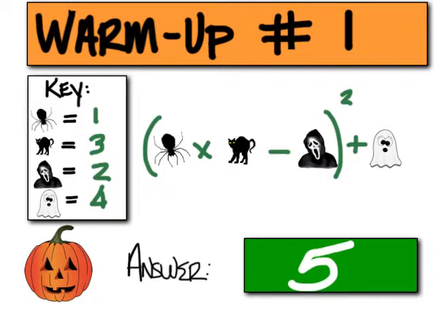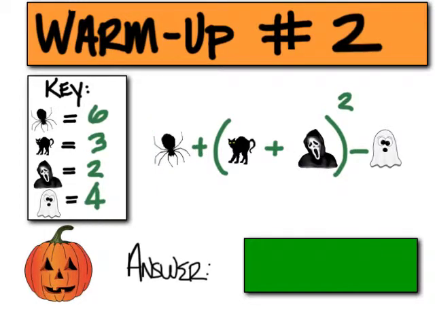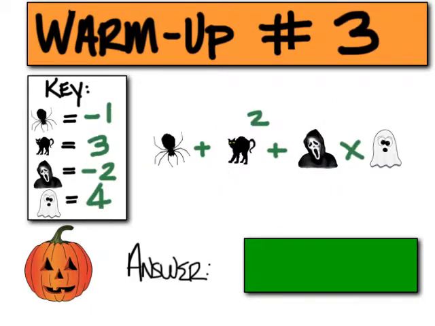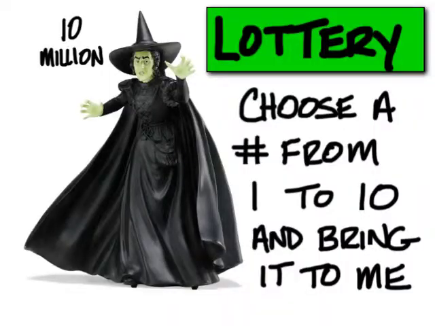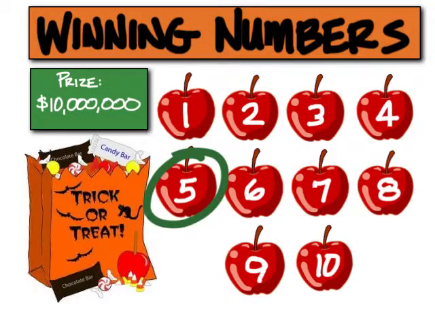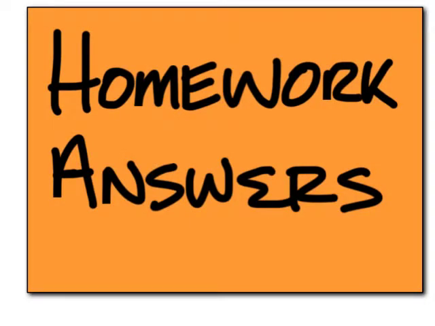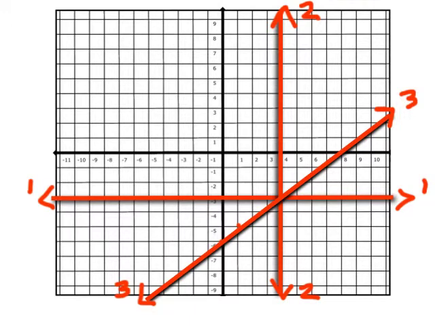Answer is 5. Answer is 27. Please report to the lobby and see Mr. Saggers. Answer should be 0. Pick a number from 1 to 10. Today's numbers are 5 and 8. Homework answers. 1, 2, and 3 are listed here.